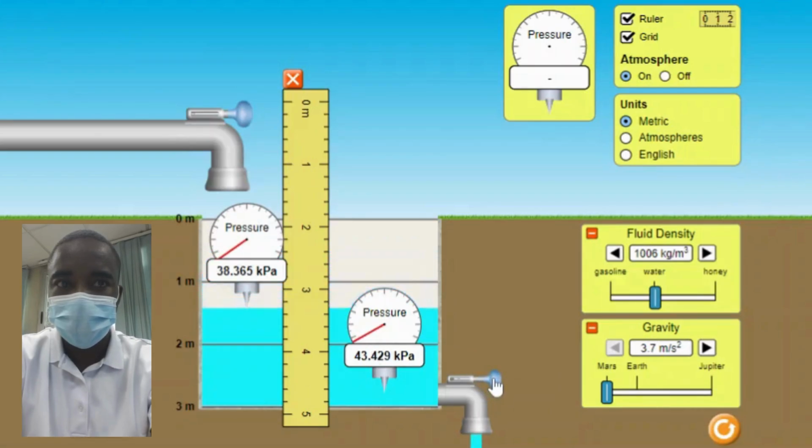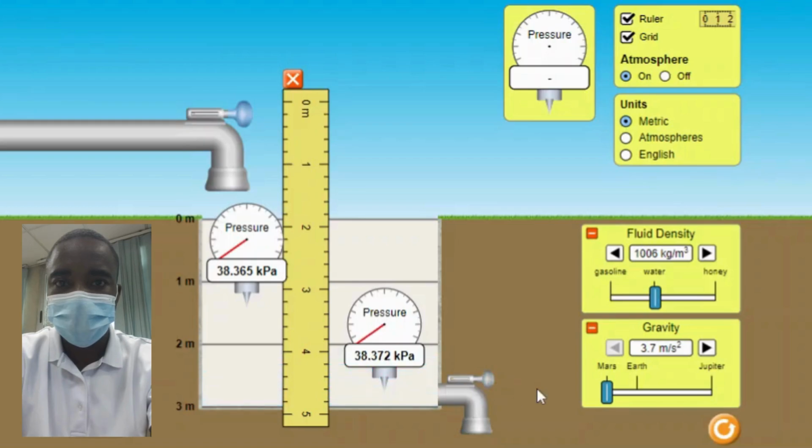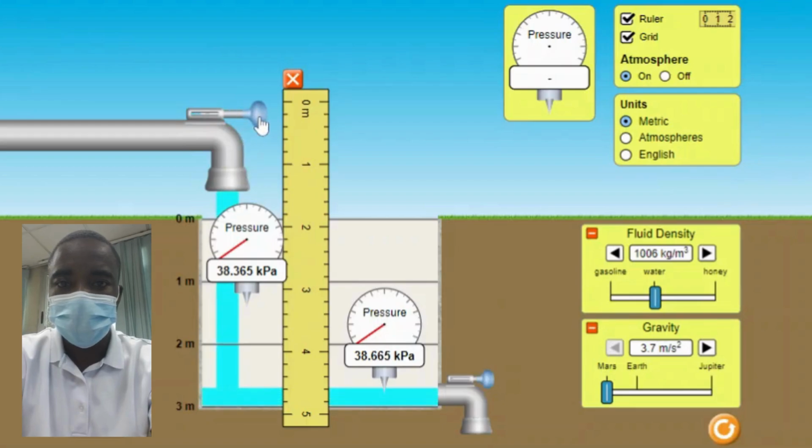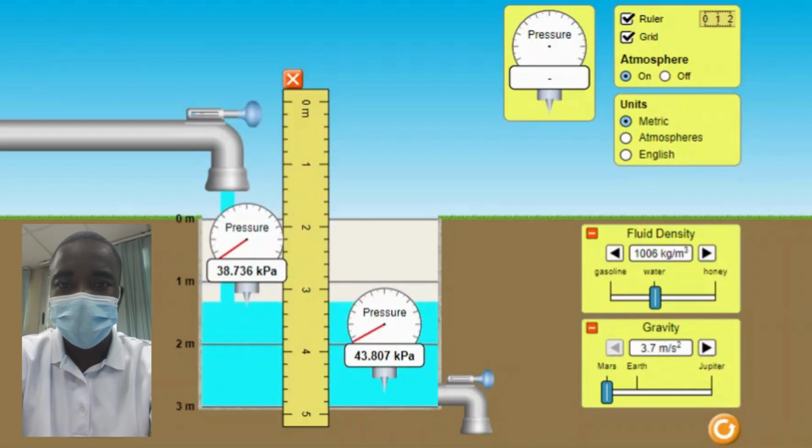Number 5. Data collection and analysis. The simulation introduces students to the process of data collection and analysis. By observing the pressure indicator and recording the changes in pressure, students can collect data and analyze the relationship between depth, fluid density, gravity, and pressure.